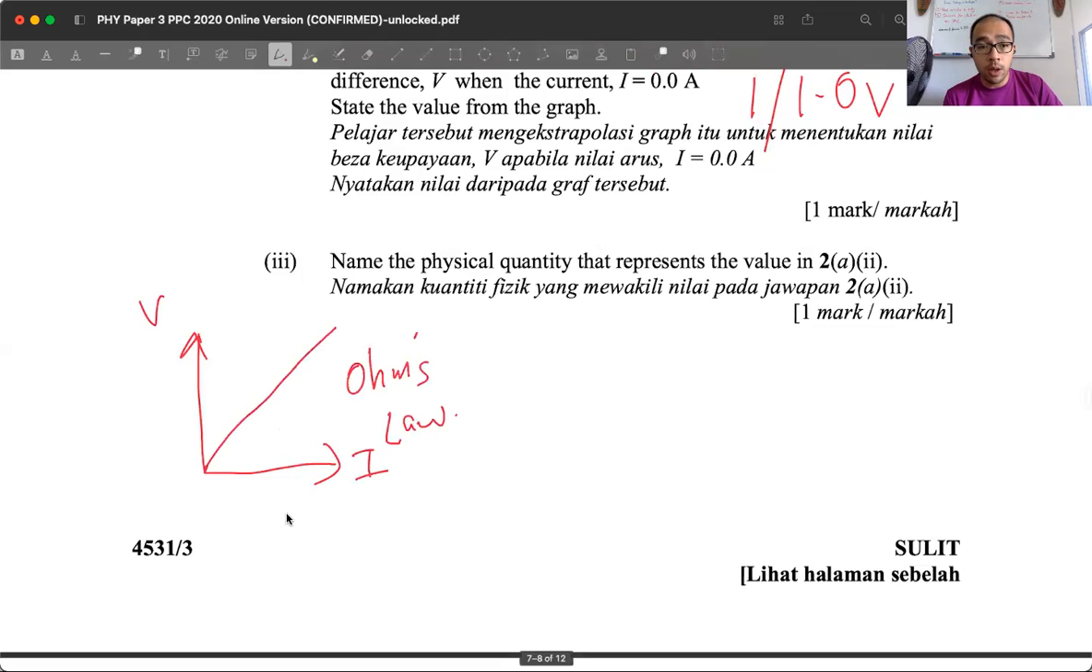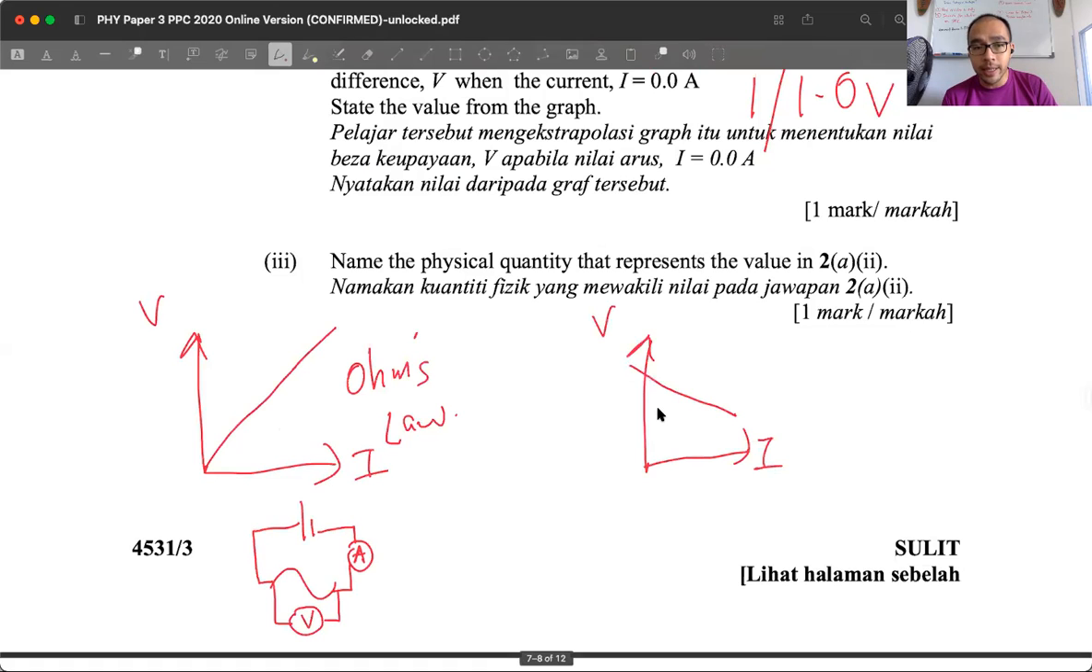Okay, now in Ohm's law, the setup is like this. Constant wire. Over here is the ammeter. Here is the voltmeter. This is the Ohm's law experiment, and this is the standard graph for Ohm's law. Now, for a graph that has the same axis, V against I, but its graph is decreasing linearly.